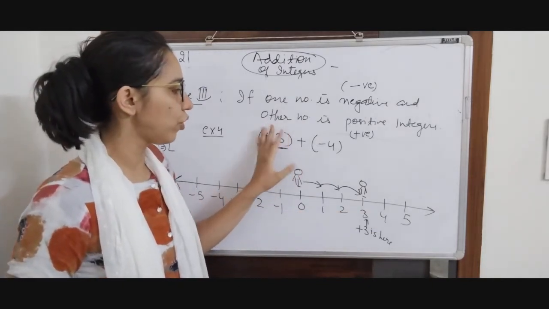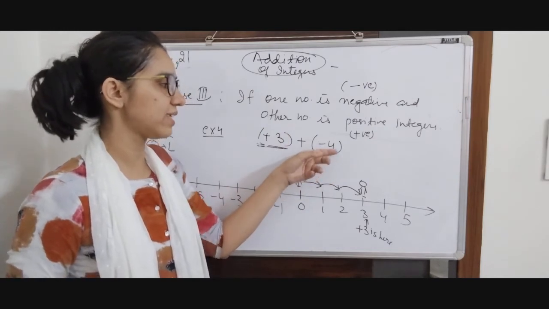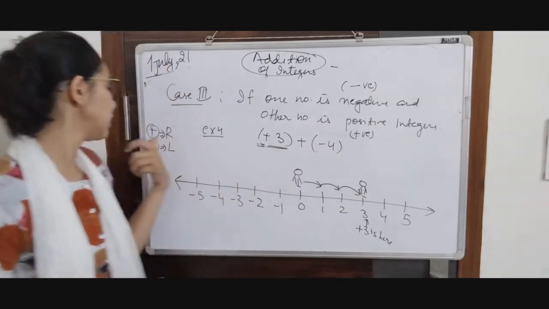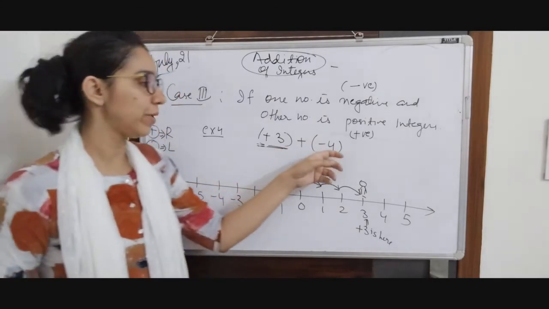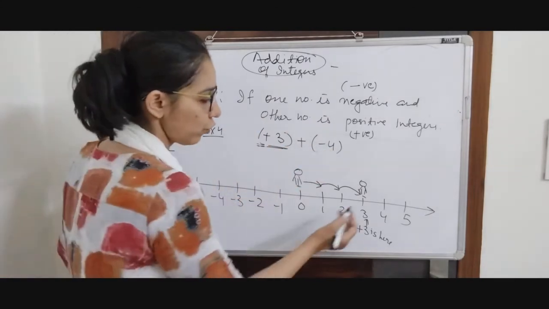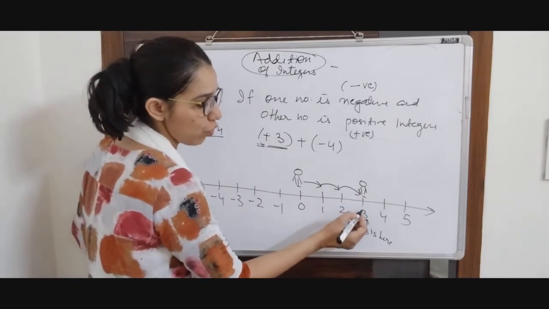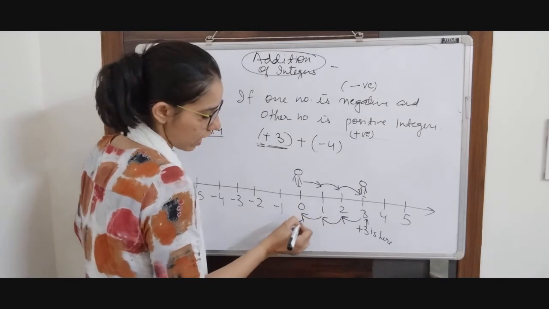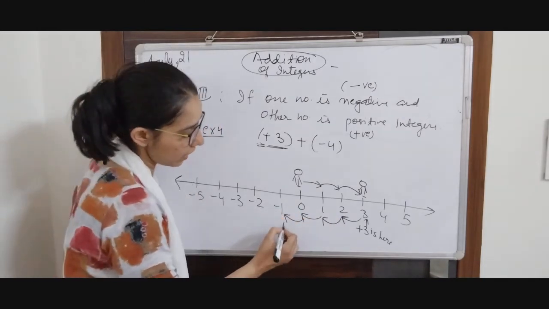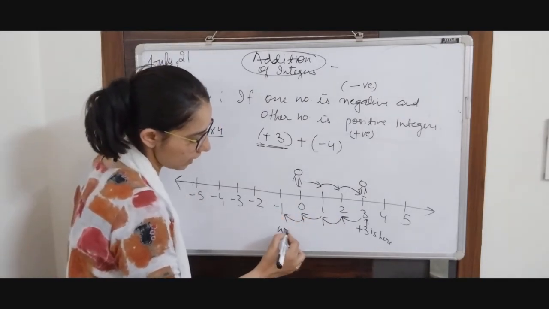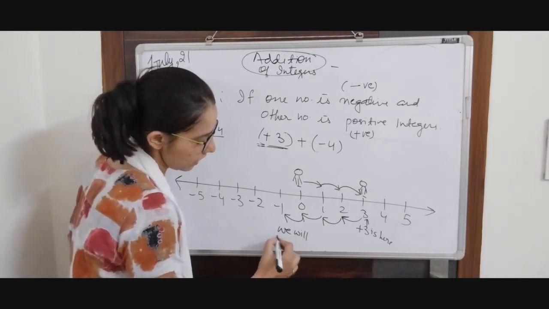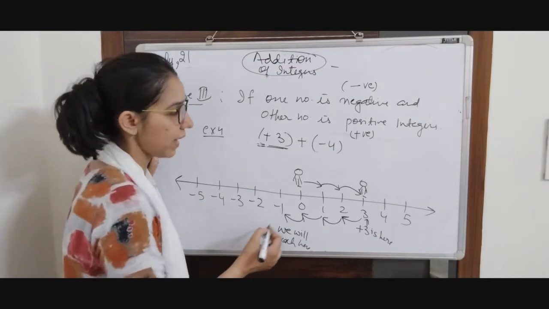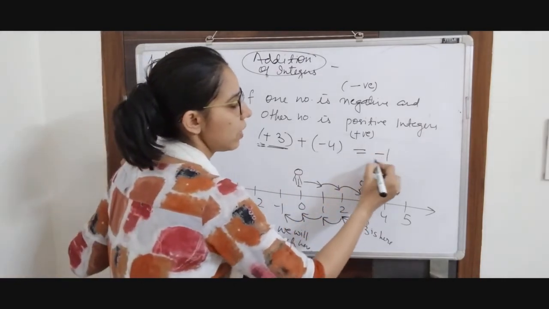Then I will move on to the next integer. The next integer is minus 4. Minus means you have to move to the left. How many steps? 4 steps. So I will start from here and move 4 steps. 1, 2, 3 and 4. Where am I ending up? I am ending here at minus 1. This is minus 1. So it will be minus 1.